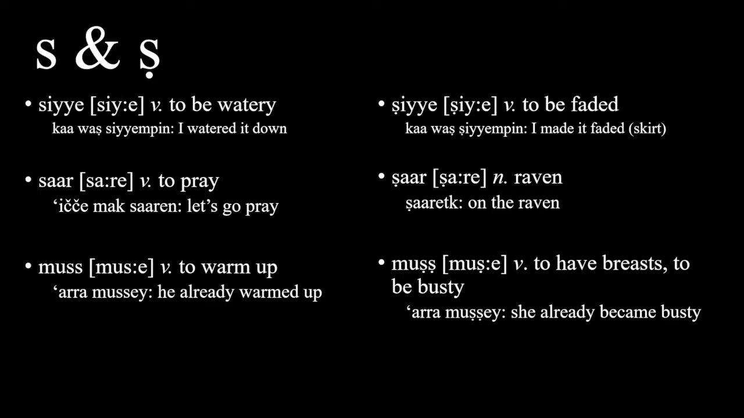So these two have very, very different meanings. Do not mix them up. So let's do a triple whammy: s, sh, sh. These are the three kinds of S's we have in Rumsen. So aus, aus, aus.